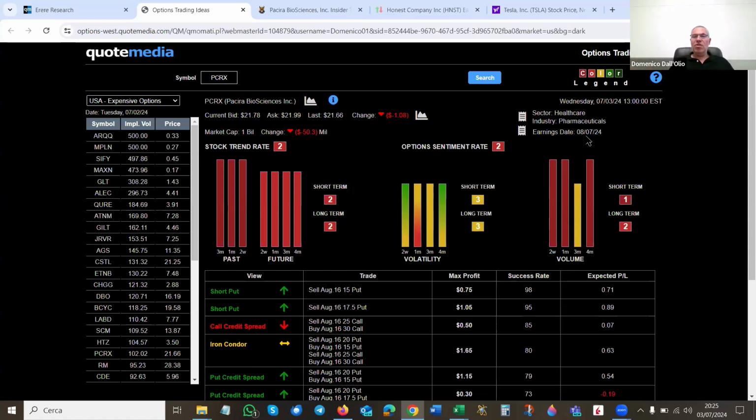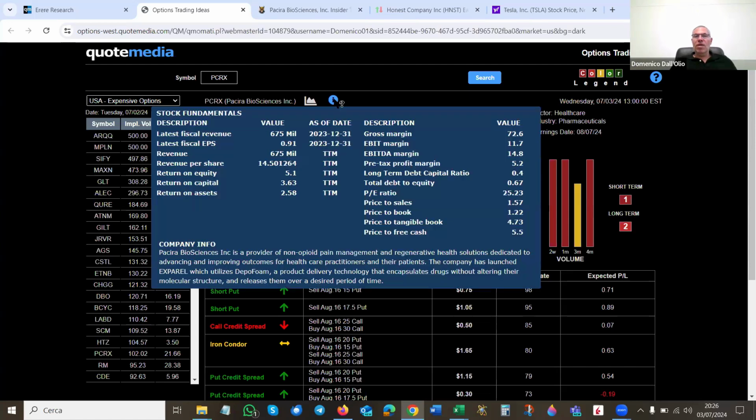But if the balance sheet is good, who knows, maybe it will recover. So it could not be so bad to be assigned 100 shares, or maybe you sell 10 puts and you get assigned 1,000 shares, okay, for $15 each. Speaking of fundamental analysis, if you hover the cursor here, you can see all the main fundamental data, which can help you in taking your decisions.